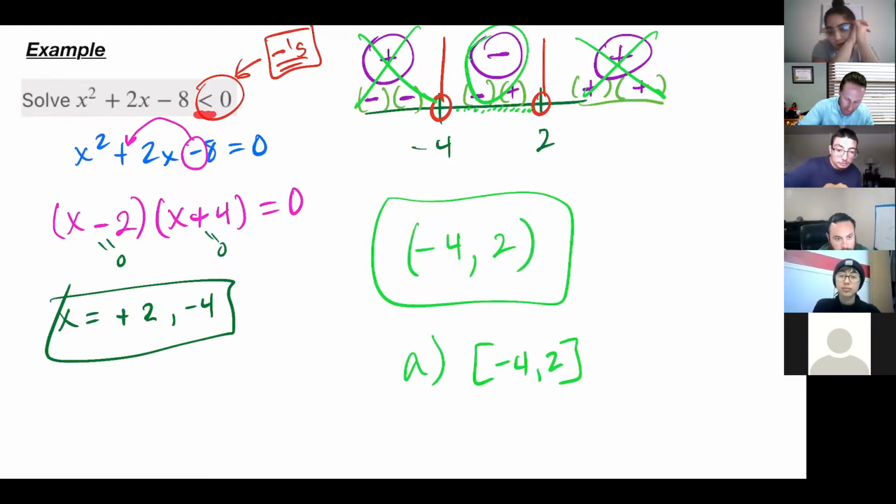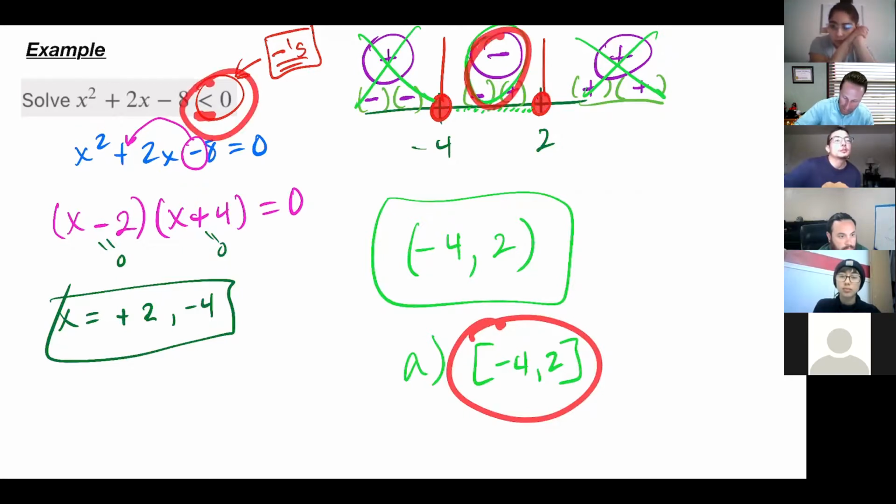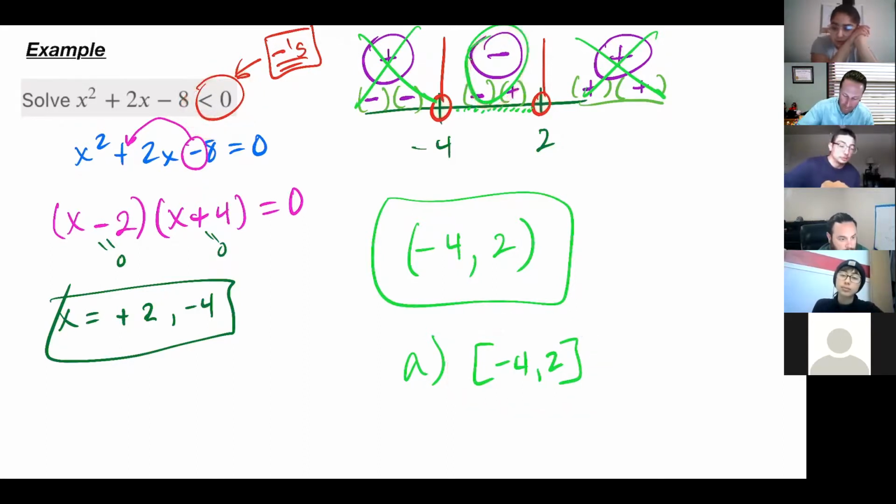If they had an equal sign underneath there, guess what? Now this is my answer, because these would be where it's equal to 0, and this would be where it's less than 0. And just so we don't have to do another example of this type, what would happen if I switched it to greater than or equal to? Now what kind of answers would we be looking for?